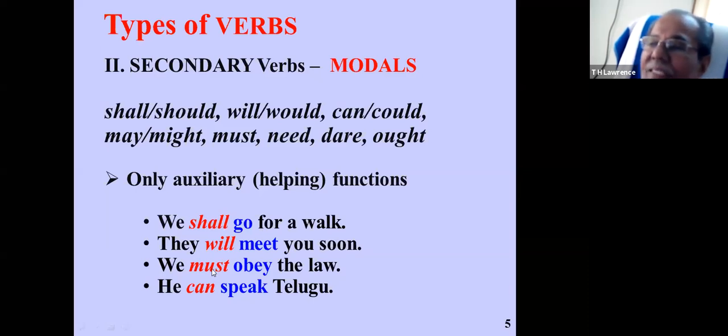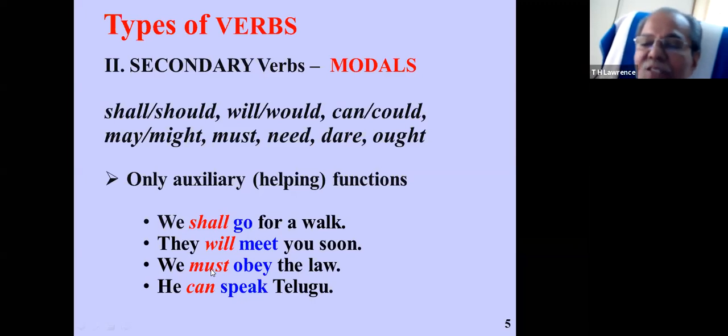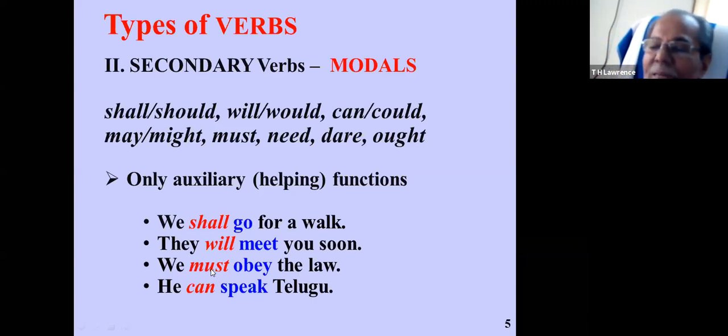Now we must obey the law. So must we have used. What's the mood of the speaker? A kind of mandatory act, compulsory act, or it is a thing that cannot be defied, that cannot be disobeyed. So we must obey the law. So compulsion. Then he can speak Telugu. So here, the mood of the speaker is that he says that the other man can speak Telugu. He has the capacity, or he has the ability to speak Telugu.